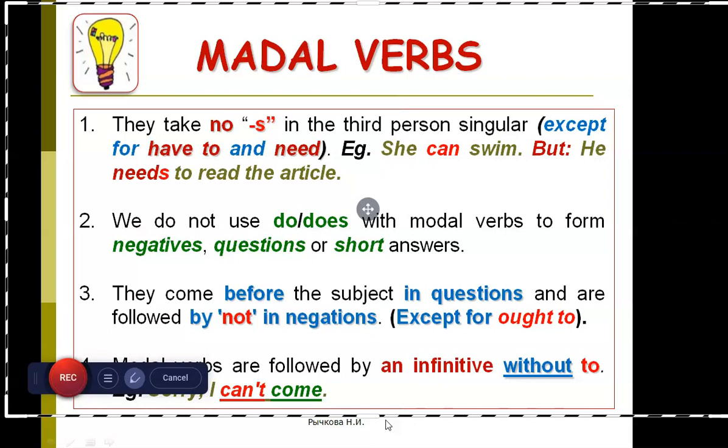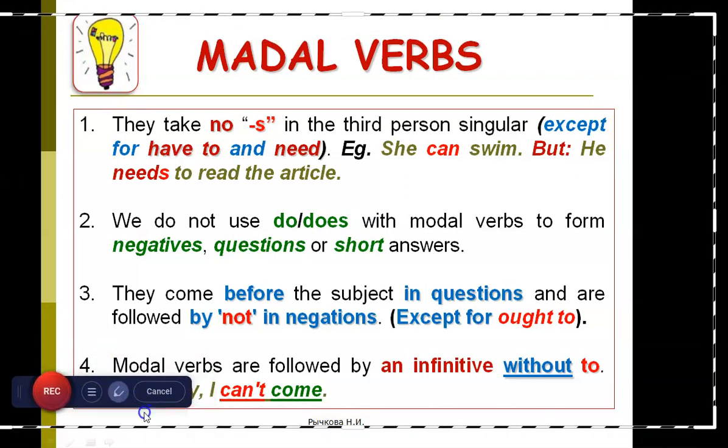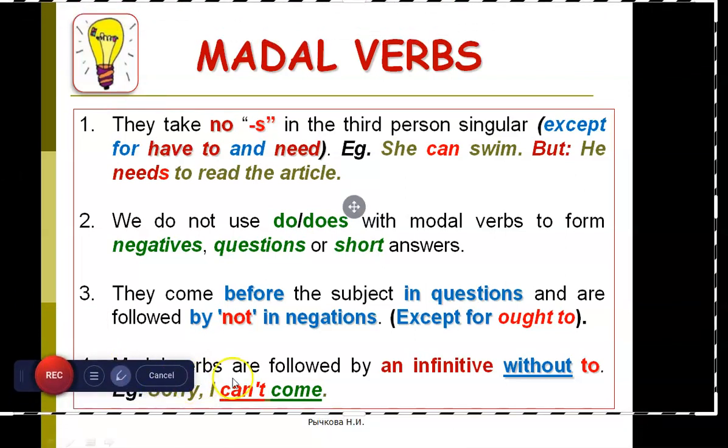We don't use do or does with modal verbs to form negative questions or short answers. They come before the subject in questions and are followed by not in negatives. Modal verbs are followed by the infinitive without to.